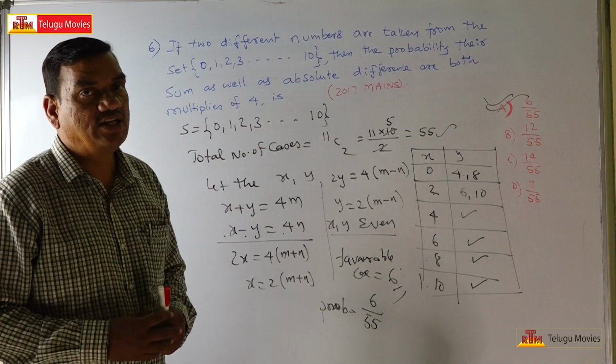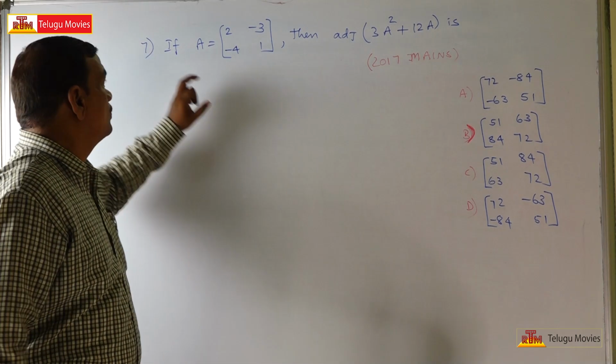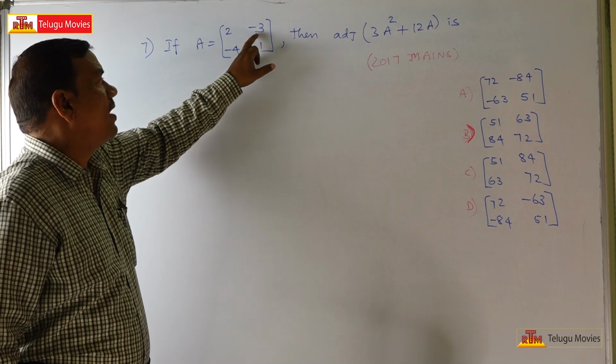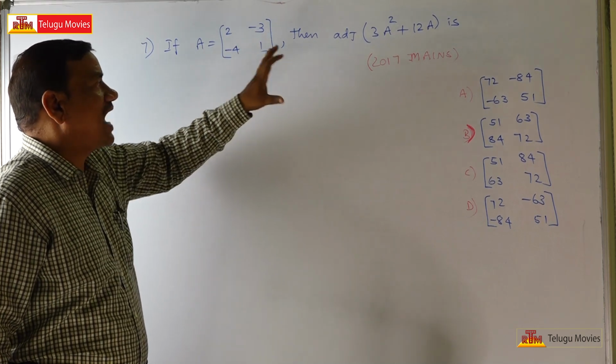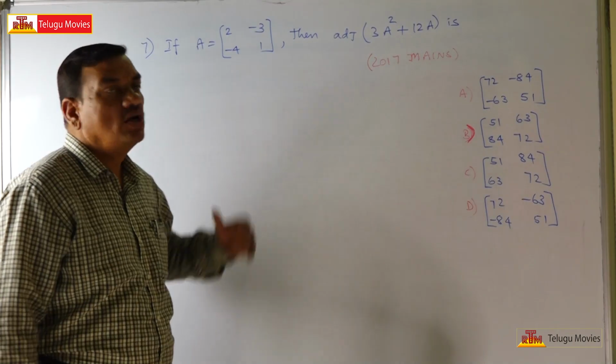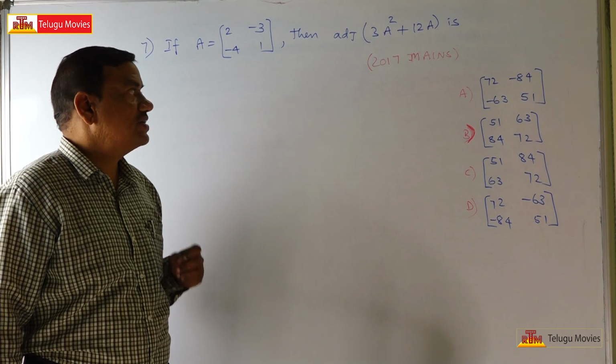So let us go for the next problem. So dear students, welcome to the 7th problem. If A is equal to [2, -3; -4, 1], then find the adjoint of 3A square plus 12A. A very easy problem. It was asked in the 2017 mains examination.